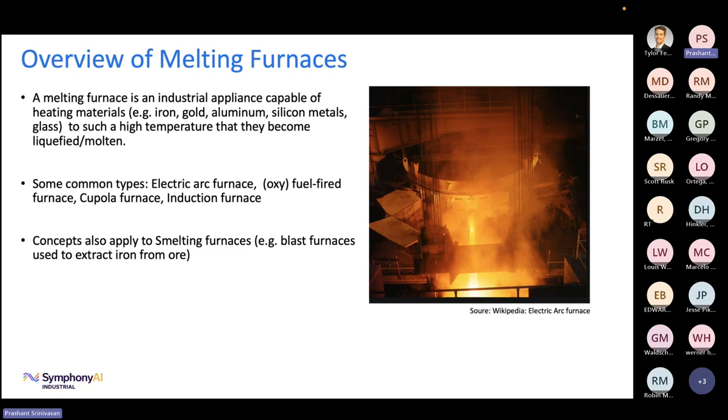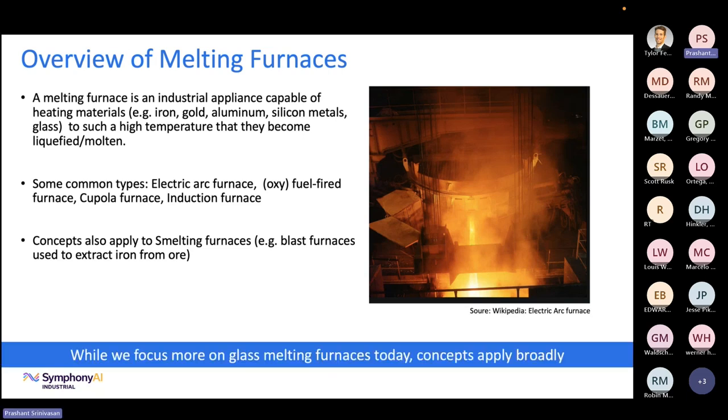Likewise, aluminum smelting processes. So today we will focus mainly on glass smelting furnaces, but a lot of these concepts that we will talk about apply very broadly, because we're really looking at how do you predict the temperature in the furnace, and how do you achieve homogeneous temperatures? How do you control the furnace so that you get a good quality product?